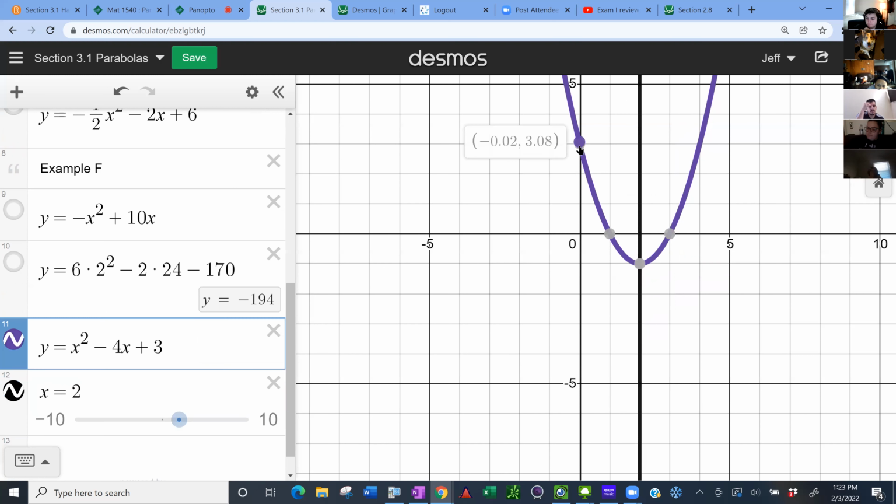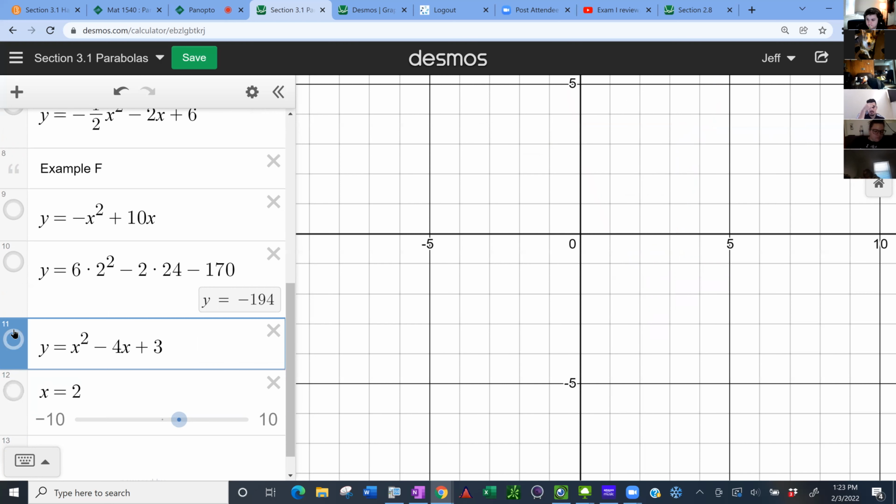This point here has a symmetric point over here. And that'd be the same y height, just 2 to the right of this line, or in other words, 4 and 3. So if you're graphing this by hand, you can give yourself an extra point. Let's look at another one.